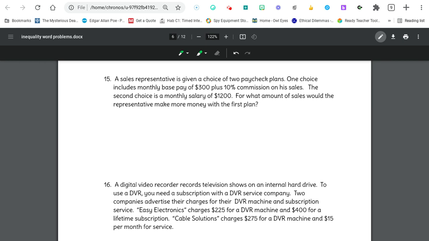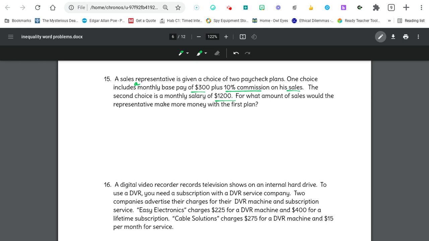A sales representative, and I'm trying to keep an eye on the time. Hold on, guys. 7 o'clock. A sales representative is given a choice of 2 paycheck plans. One choice includes a monthly base pay of $300 plus 10% commission on his sales. The second choice is a monthly salary of $1,200. They're just going to pay you $1,200 a month. It's kind of low, unless you're just out of high school, and you don't have a family. If you've got a family, that's going to be hard.